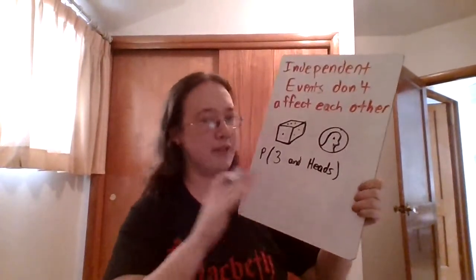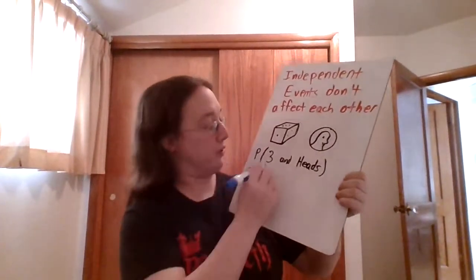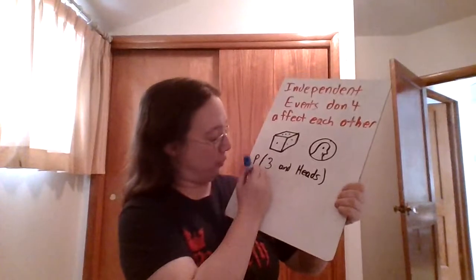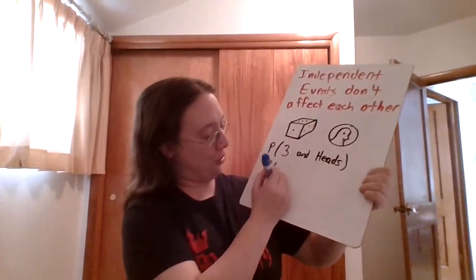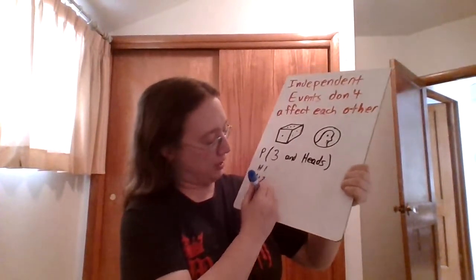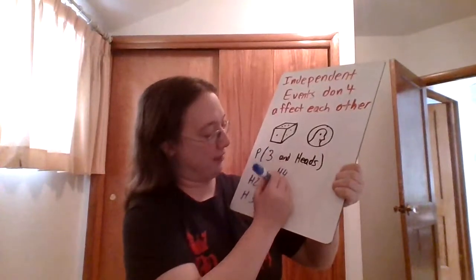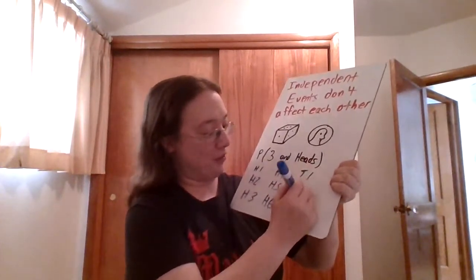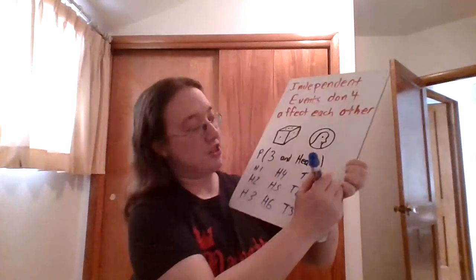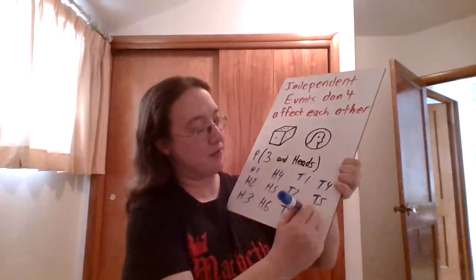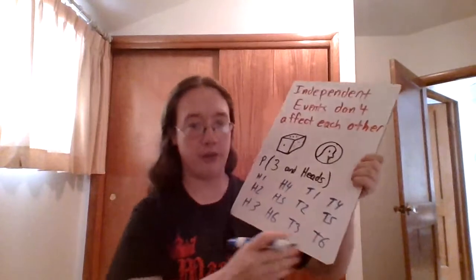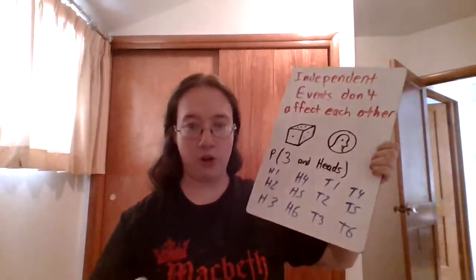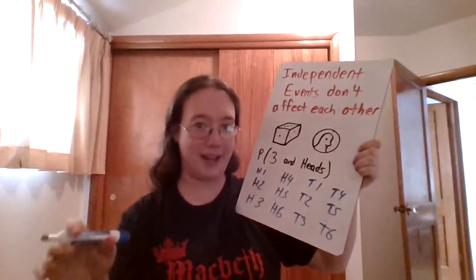Now, up until now, we've pretty much been listing off: okay, well, I could get a heads and a 1, heads and a 2, heads and a 3, heads and a 4, heads and a 5, heads and a 6, tails and 1, tails and 2, tails and 3, tails and 4, tails and 5, tails and 6. And you can do that with all of them. It might get a bit long, but that is a thing that you can do.